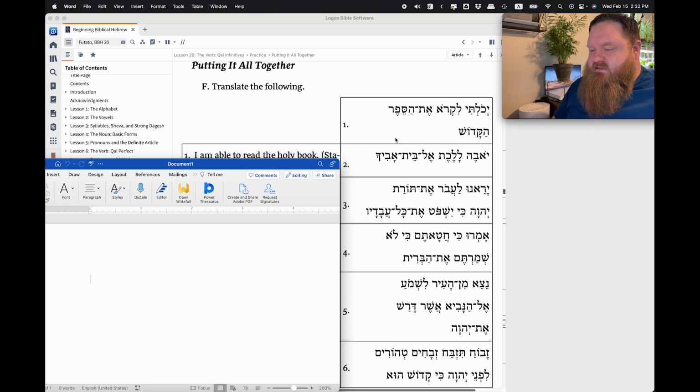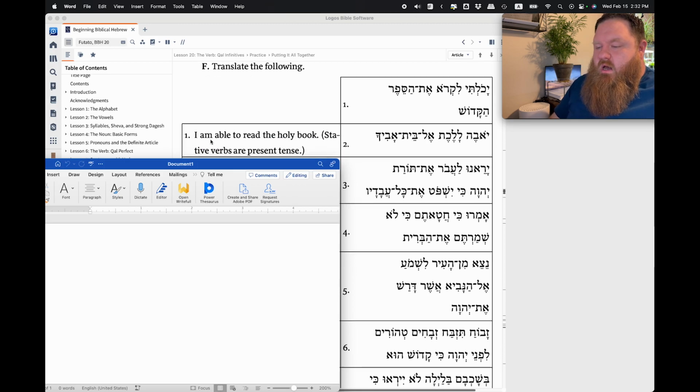All right, so let's take a look and see how Futato translates this. I am able to read the holy book. What he's pointing out here is that stative verbs are, I would say, often present tense. What he means is you wouldn't have to translate this as I was able, even though it's in the perfect conjugation. There are some linguistic reasons why stative verbs, those that have stative meaning, don't follow the same rules in the perfect versus imperfect. You just need to know that stative verbs can often be translated as present tense even if they're in the perfect conjugation, okay?